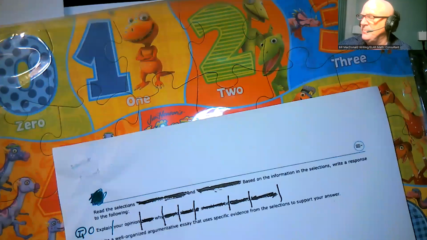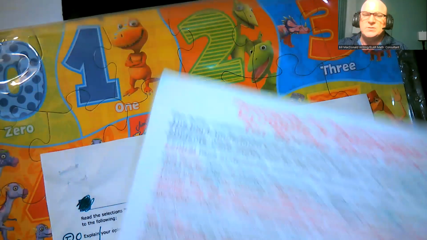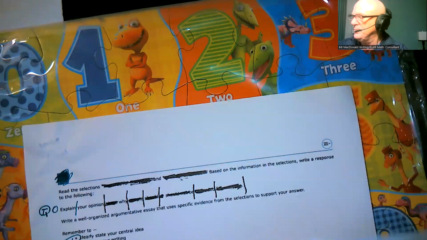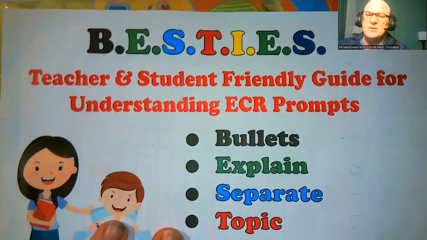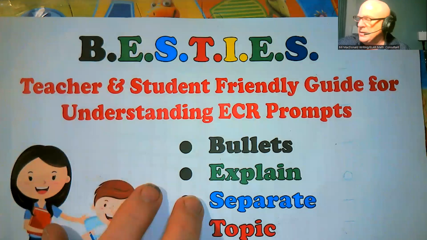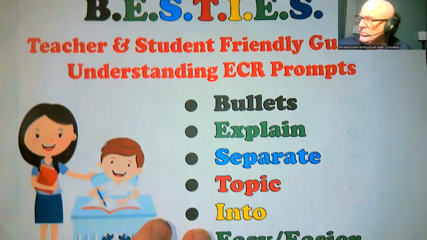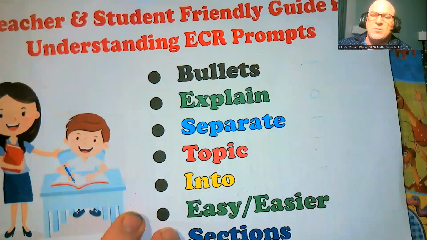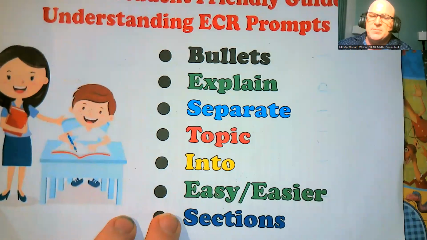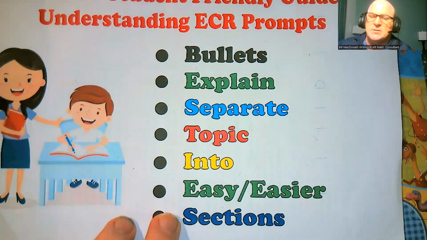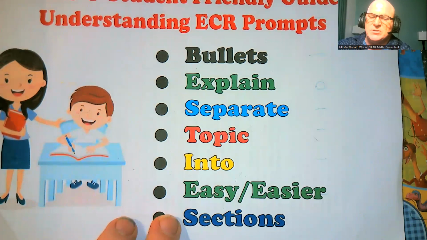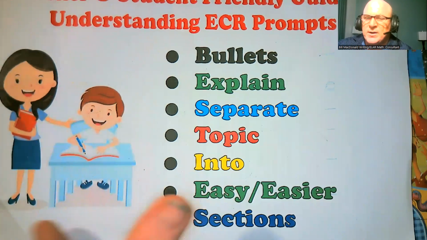Okay. Now, I did, as you can see here, this is all of the prompts for 3rd through 10th grade that are here. And I can't show that to you yet for logical reasons. So I want you to take a look at that. We have bullets, explain, separate the topic into easy or easier sections. And why do we do that?